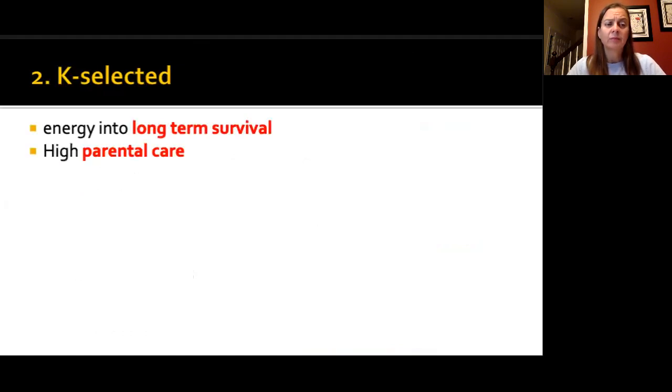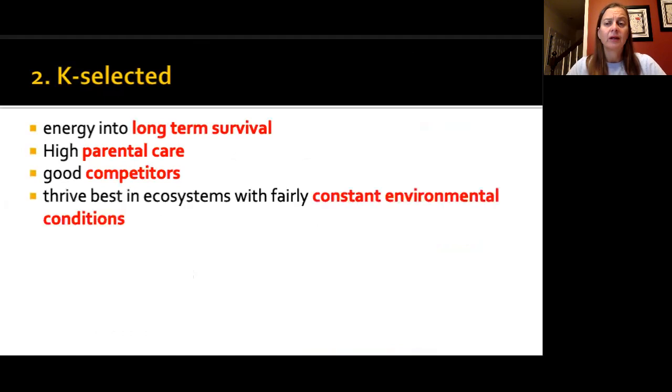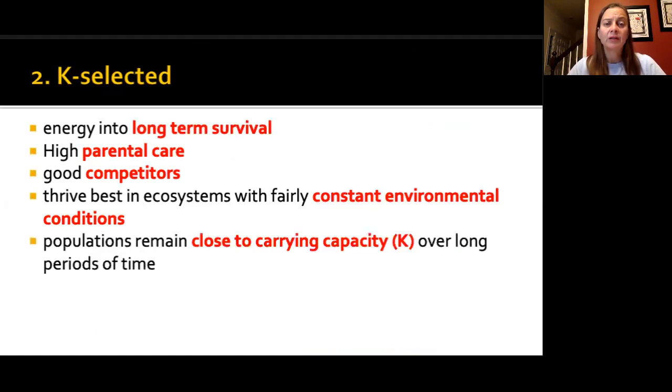Okay, at the other end of the spectrum is what we call K-selected species. So K-selected species put their energy into long-term survival. They tend to give high levels of parental care, and they are good competitors. They do thrive best in ecosystems with fairly constant environmental conditions, and their populations remain close to carrying capacity over long periods of time. So again, R for exponential growth, K for carrying capacity.